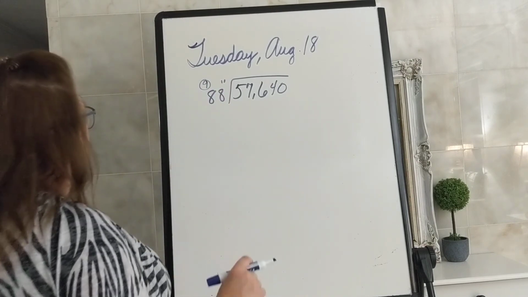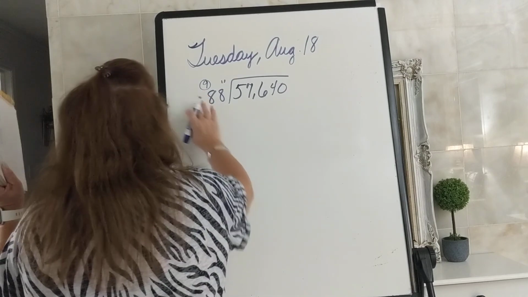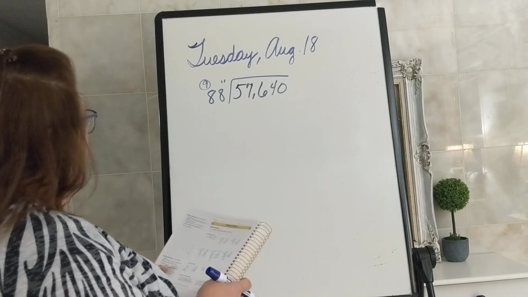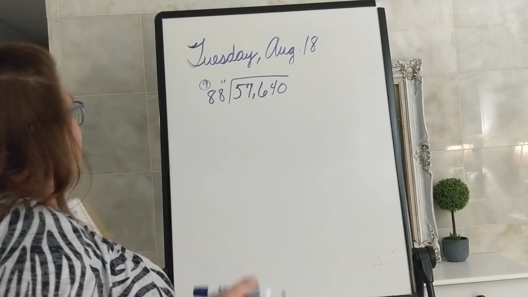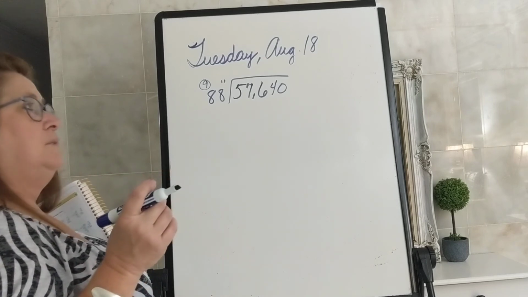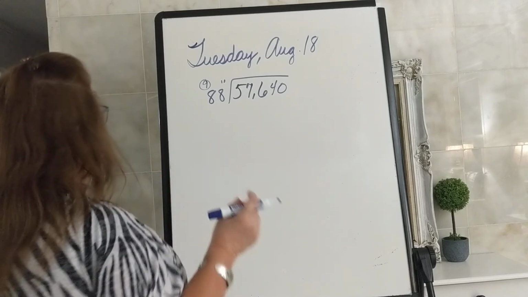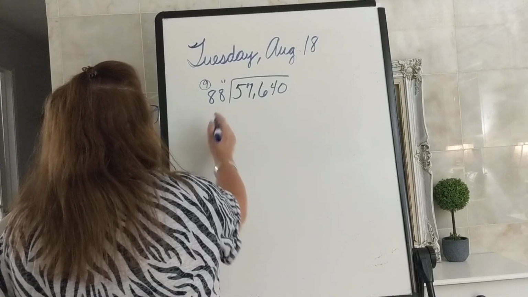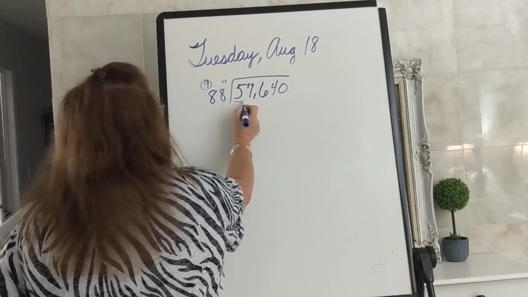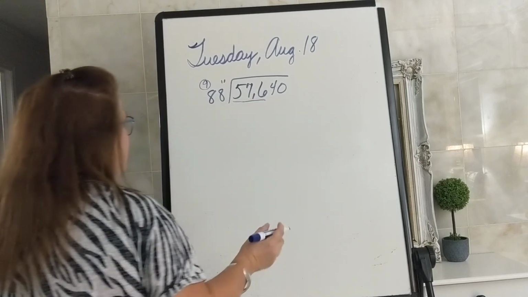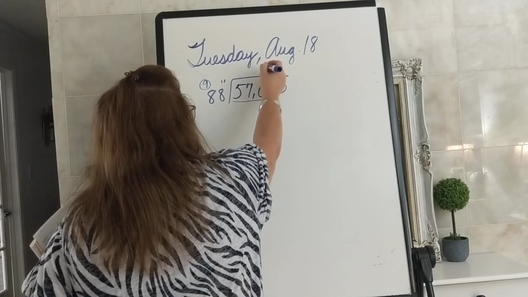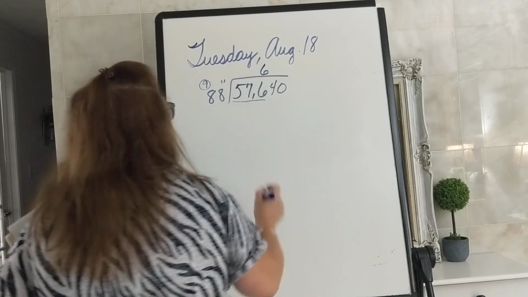Okay? So we're going to go to our pretend divisor and say, how many times will 9 go into 57? So 9 will go into 57, 9 times 6 is 54. So we better go with 6. But we have to think, can 88 go into 57? No. Can 88 go into 576? Yes. So we are going to put our 6 above the 6. And we're ready to multiply.